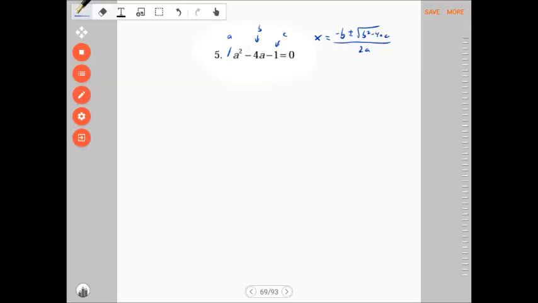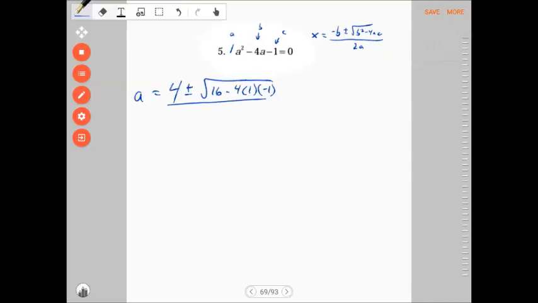So it's been a while, but that's okay. We still have to know this. So our negative b is negative negative 4, so that's going to be positive 4. I guess it's not x equals, it's a equals, but same thing. So a equals positive 4 plus or minus the square root of negative 4 squared, which is 16, minus 4 times a, which is 1, times c, which is negative 1, all divided by 2 times a, which is 1, so it's just over 2.